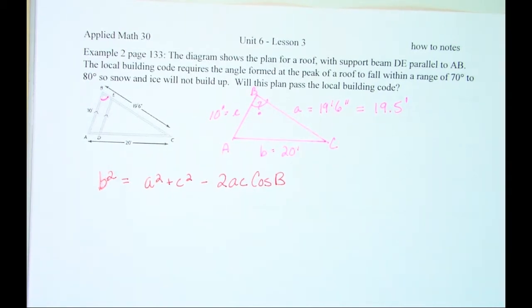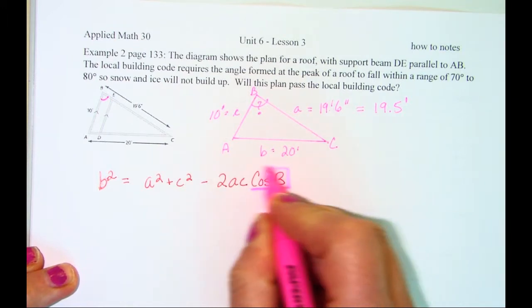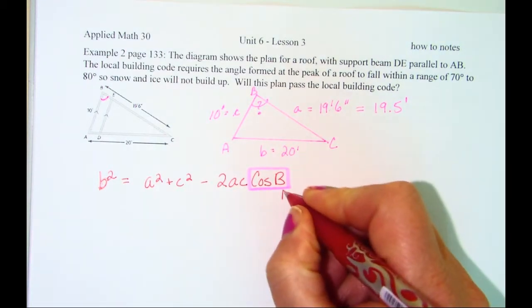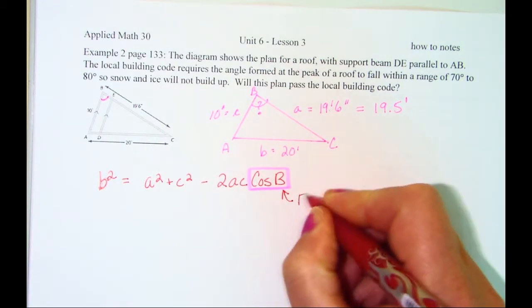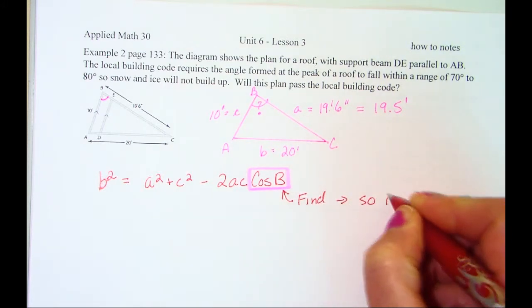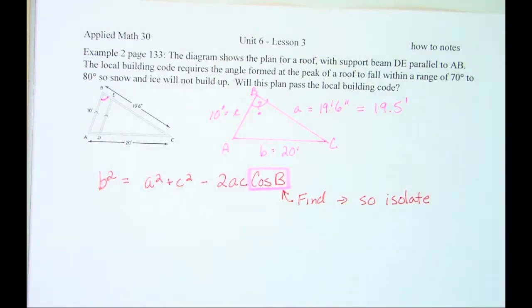And this is what I want to find. This is my unknown right here, because then that will give me the angle, right? So, let's get rid of this here. You want to find this, so therefore you need to isolate it, or what we call solve for cos B. Like solve the equation for cos B.